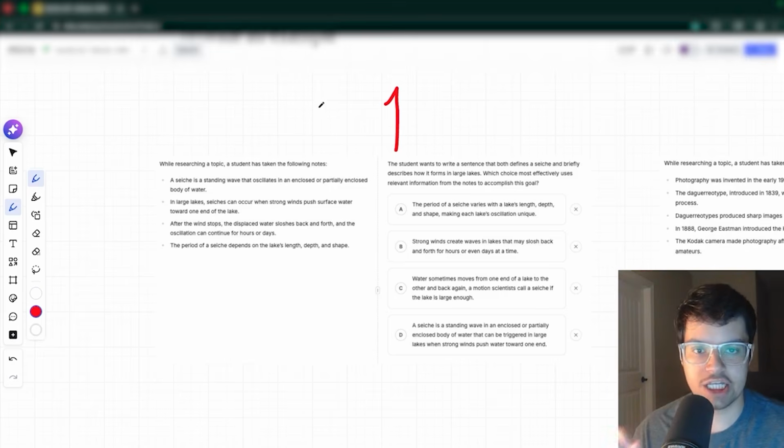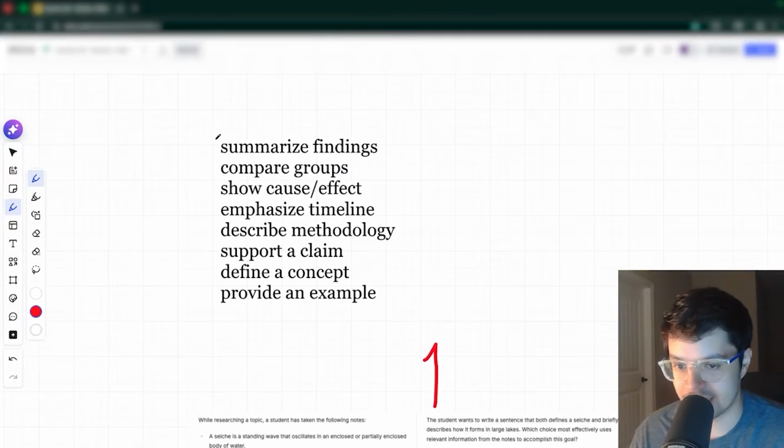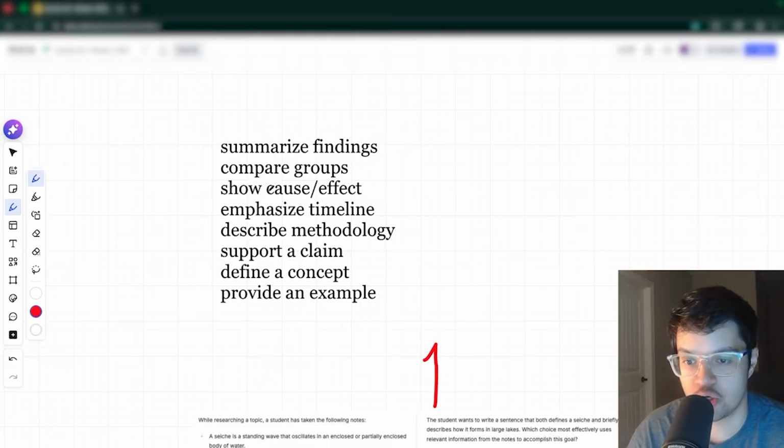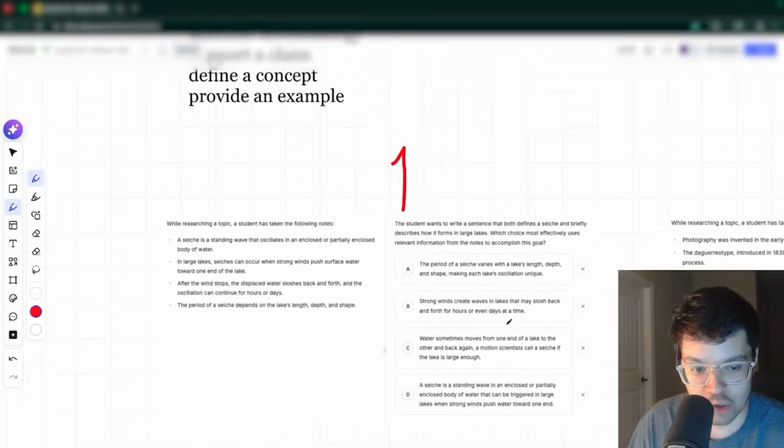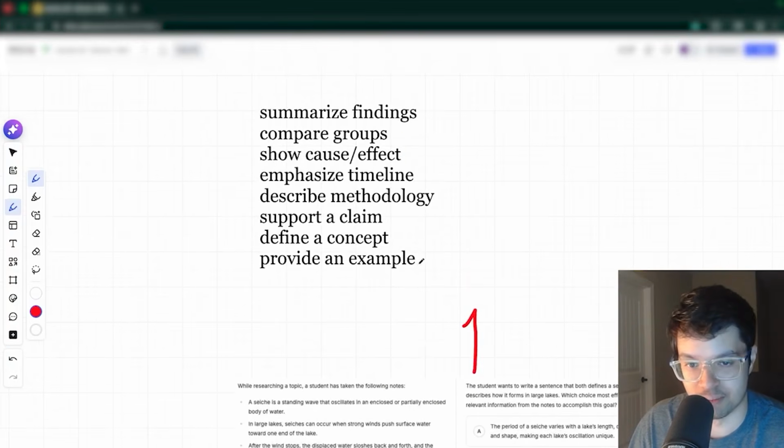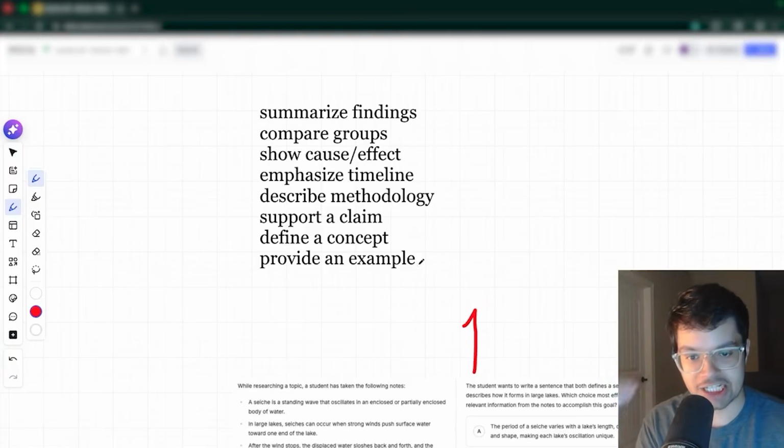Now for student notes questions, these questions can be asking for a bunch of different things. Here are some of the things that I commonly see in different student notes questions as for what they're asking for. It could be summarizing a research study, comparing two things, showing that one thing causes another, emphasizing when something happens, describing a methodology, like for a research study. You could support a claim, just provide evidence for some statement, define a concept, kind of like what it's asking for on this one, or provide an example. So I'm not going to give you an example of literally all of these different things just because the only way to actually understand each of these is really by doing a question on them.